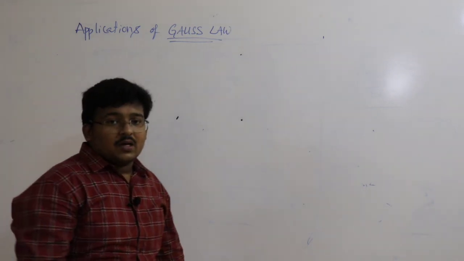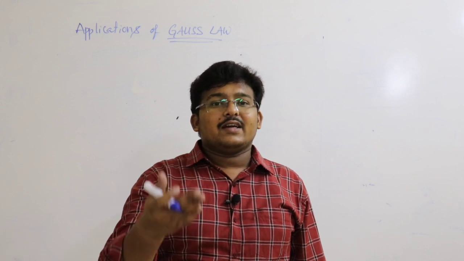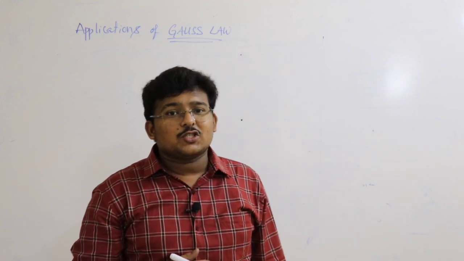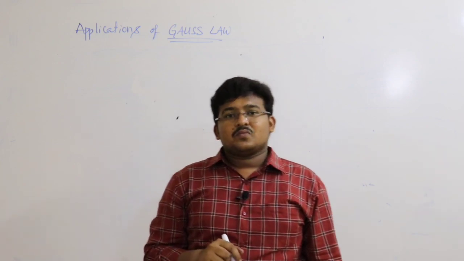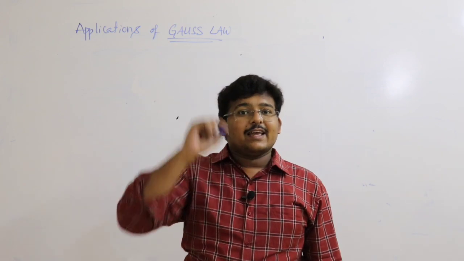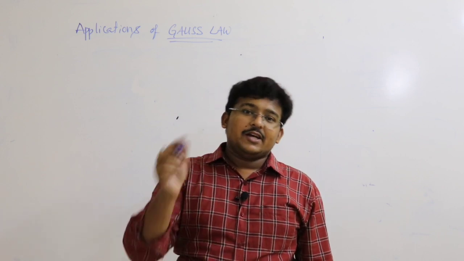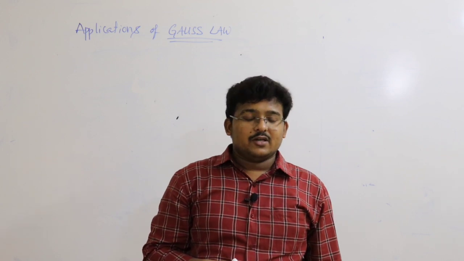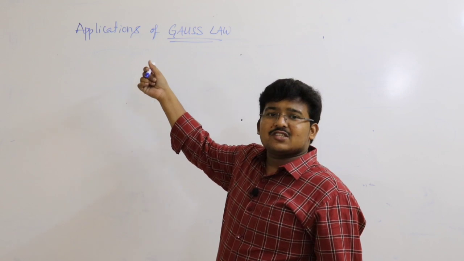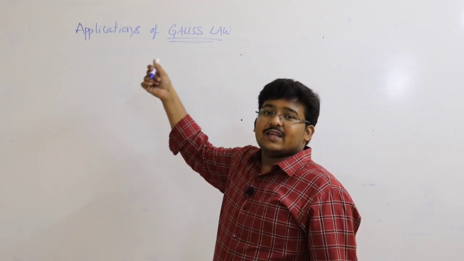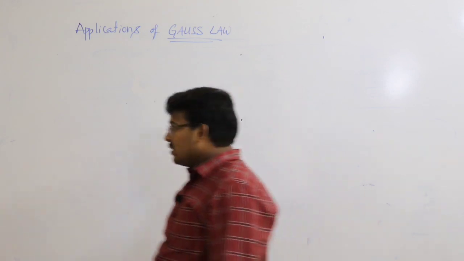electric field intensity. See, in previous classes in electrostatics, for finding a potential or field distributions, you have used the integration method. There you take an element, find the electric field due to the small element, and integrate over the limits to find the total field. But Gauss law is mainly used for symmetrical distributions, so it is very easy to find the electric field rather than applying the integration method, right.